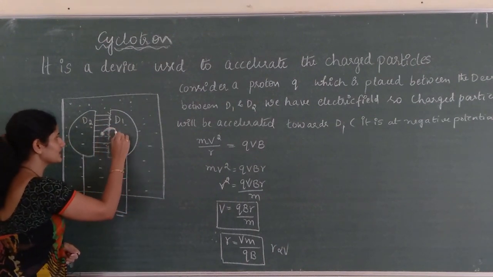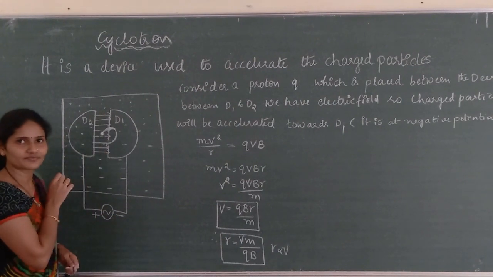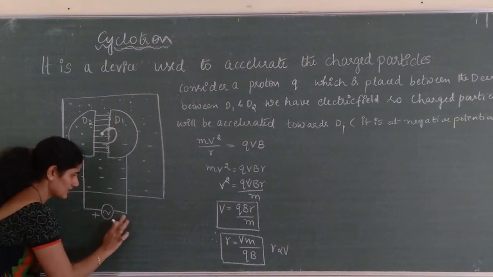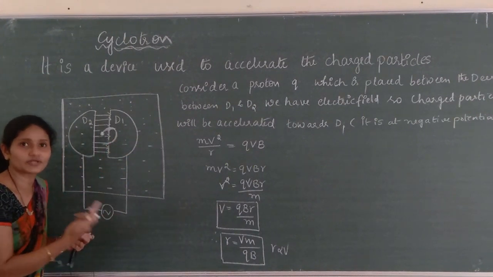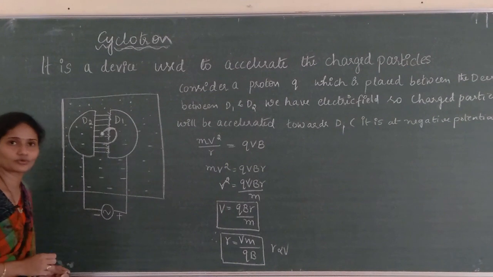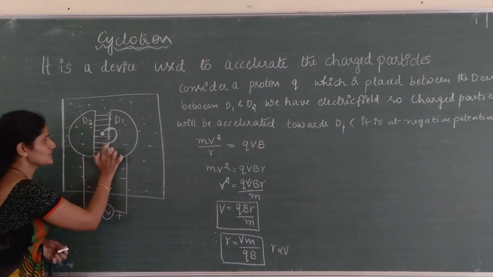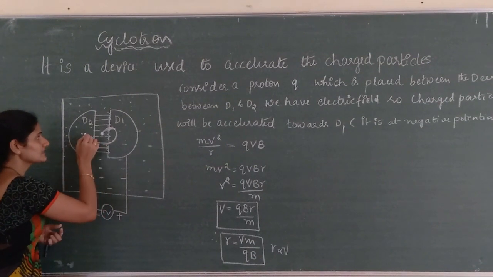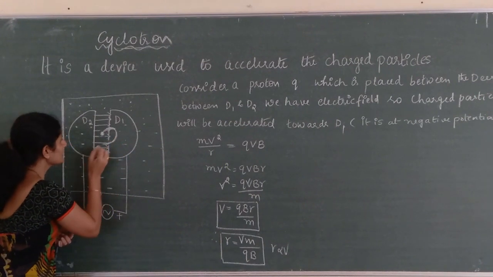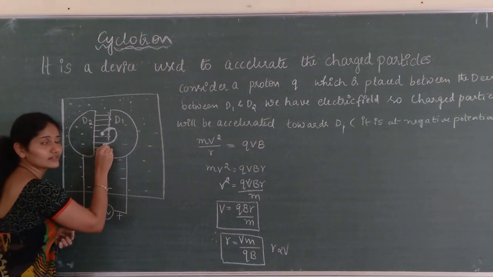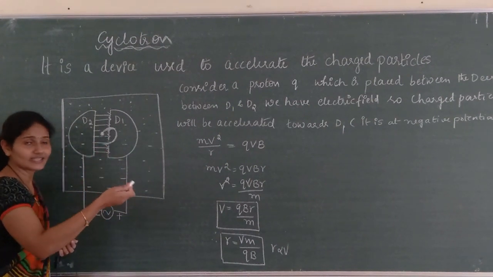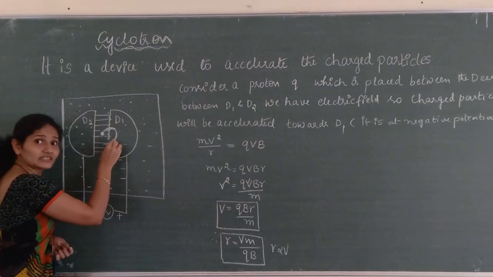So, when this charged particle comes out of D1, the oscillator changes its potential. That is, D1 now becomes positive and D2 becomes negative. Therefore, this charged particle will enter D2. Before entering D2, it is moving in the electric field. What will this electric field do? This electric field will again accelerate the charge. Therefore, its velocity further increases.